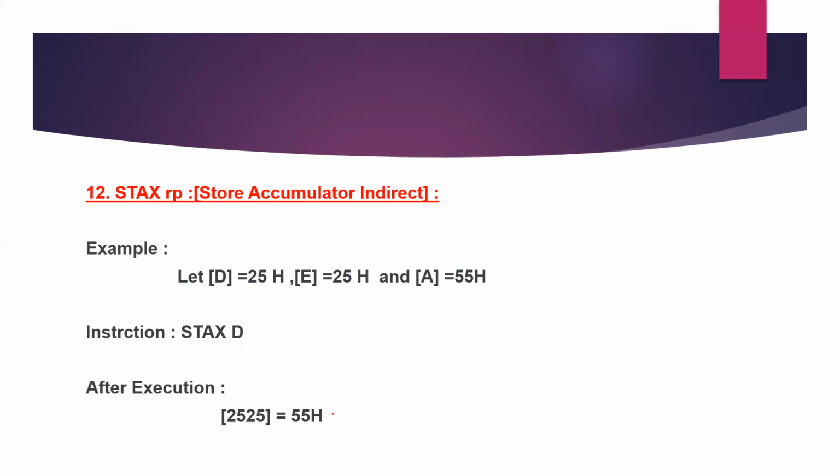Next instruction is STAX Rp. Rp is a register pair. This stores the accumulator indirect. In this instruction, the content of the accumulator is transferred to the memory location whose address is stored in a register pair. The register pair has the address 2525. For example, D and E are the register pair and the accumulator contains data 55H. Our instruction is STAX D. After execution of this instruction, our memory address 2525 contains the data of the accumulator, that is 55H.